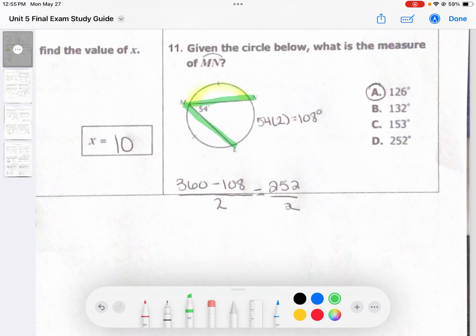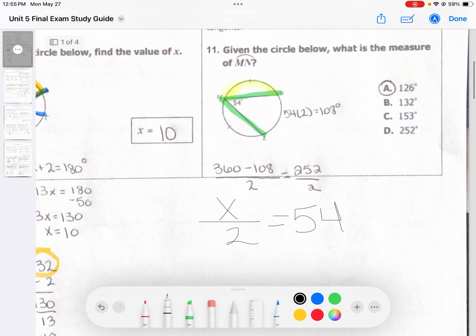Your angle is half of the arc, meaning some number divided by 2 gave me 54. Let's call that number x, so x divided by 2 equals 54. How can I figure out what that number is? To get x by itself, I'm going to multiply both sides by 2. 54 times 2 is 108. So that arc measurement is 108. NL is 108.